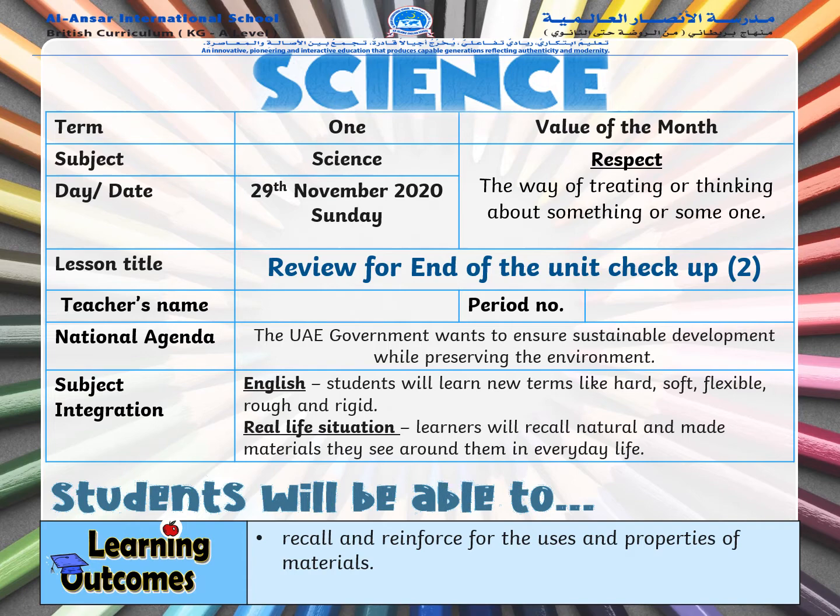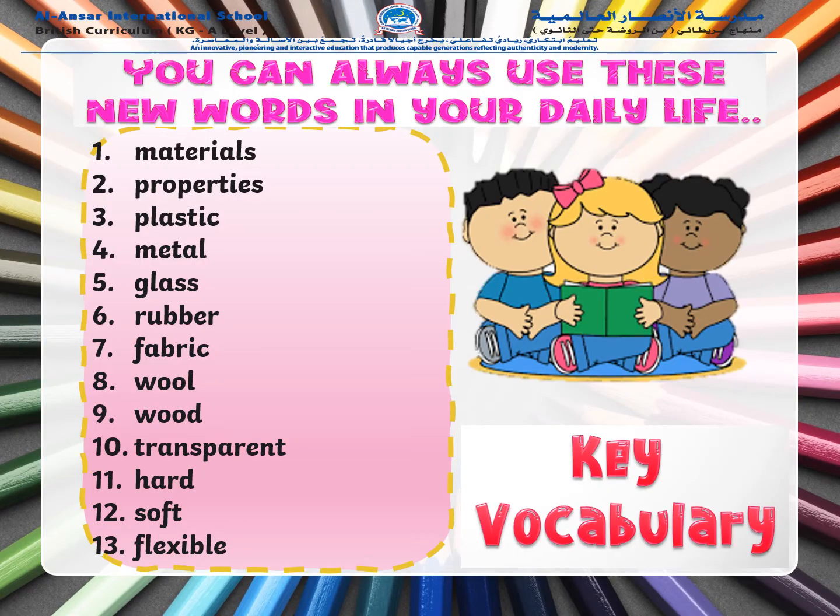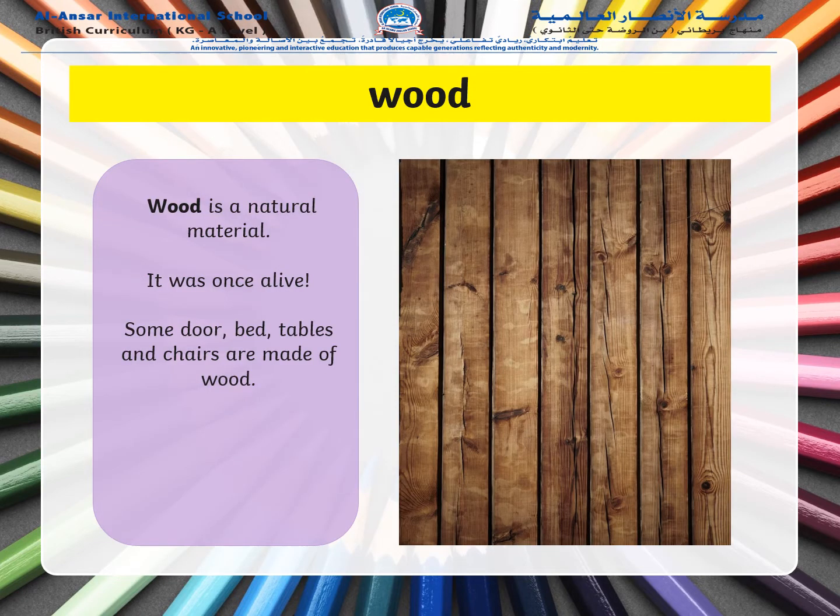In today's lesson we are going to review for end of the unit checkup 2, and in this lesson you will recall and reinforce the uses and properties of material. Here we go. Here are your words. Number 1 we have materials, number 2 properties: plastic, metal, glass, rubber, fabric, wool, wood, transparent, hard, soft, and flexible. Let's have a look at the first material I have got here for you.